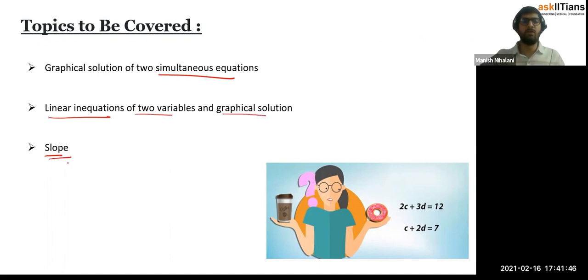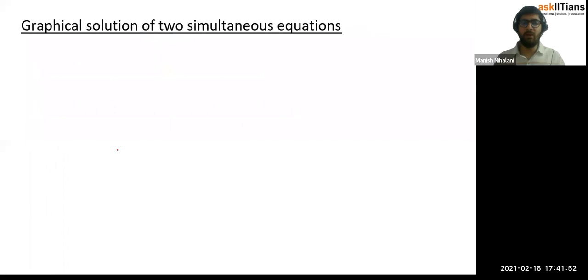Right. So let's see what the graphical solution of two simultaneous equations is. In the last class, we talked about the graphical representation of one linear equation. Now we have two simultaneous equations. That is, we have, let's say, x plus y is equal to 2, and then we also have 4x minus y is equal to 3.